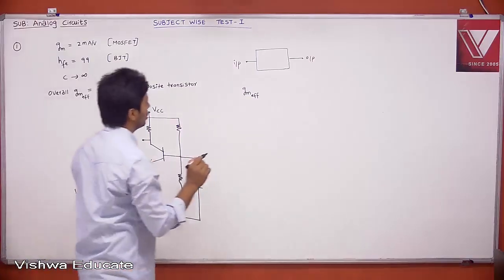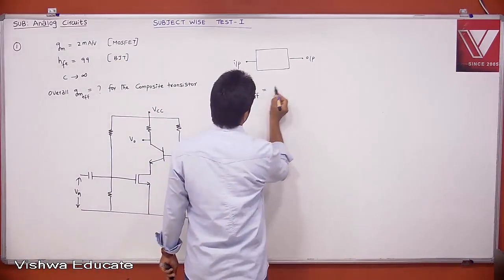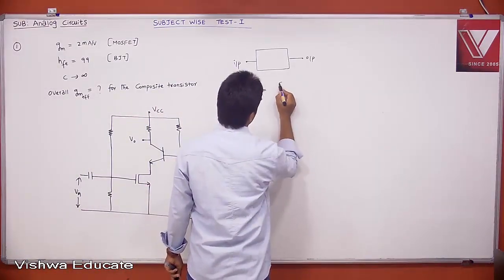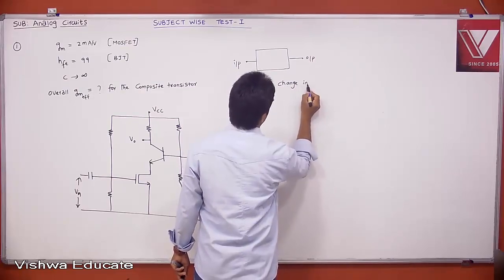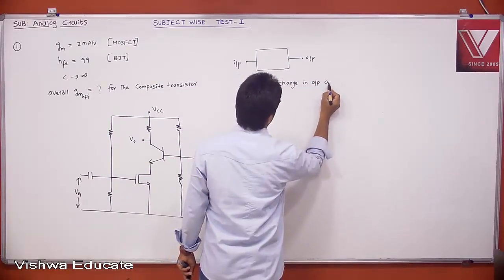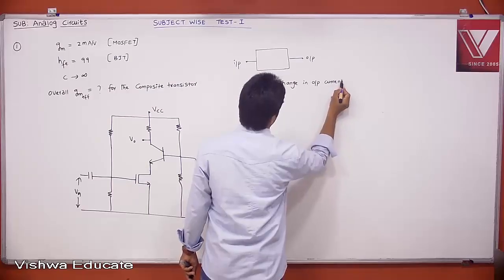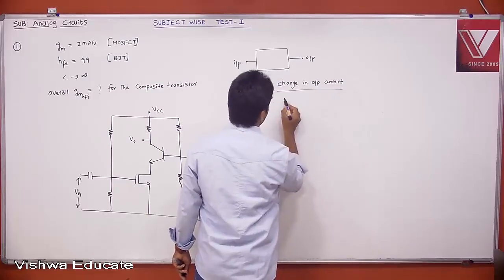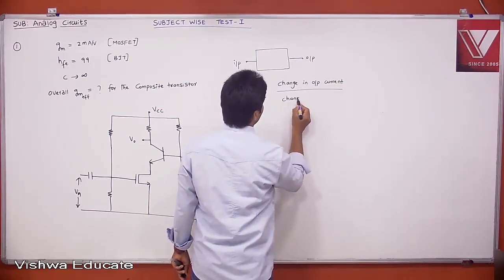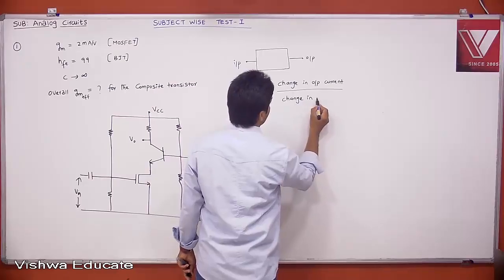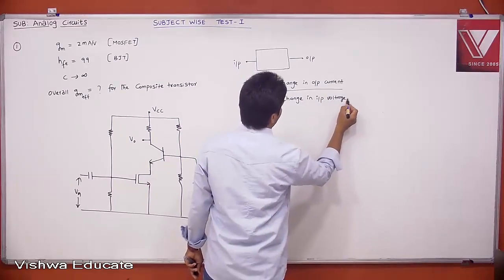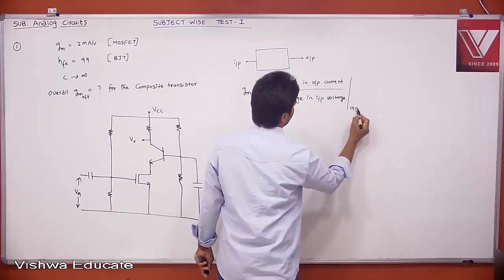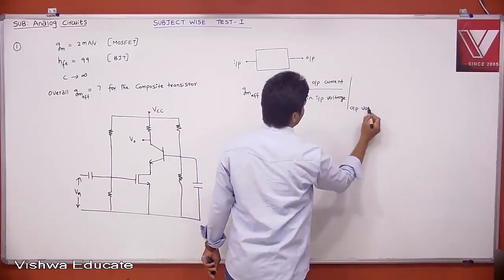I'm just calling it effective GM, which is equal to change in output current with respect to change in input voltage, when output voltage is constant. We have to keep output voltage constant.